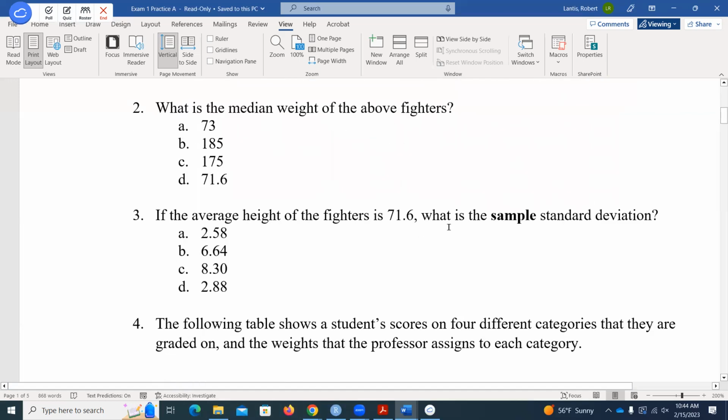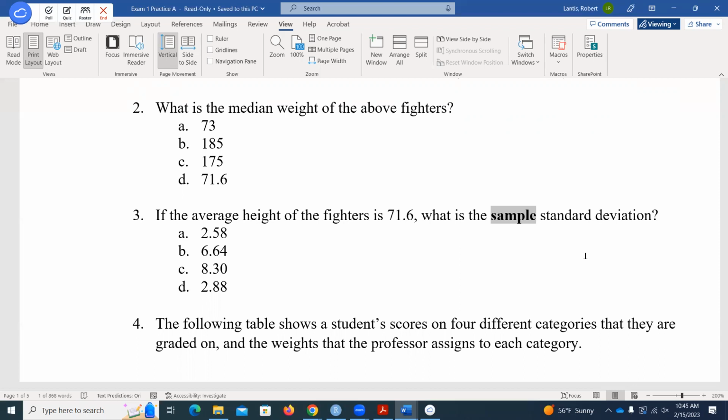So, a couple things I want to point out. Make sure you're reading these carefully. I try to do things like highlight or bold these words that are important. So, for instance, this is a sample standard deviation. What was the only difference in the calculation for the sample and population variance or standard deviation?